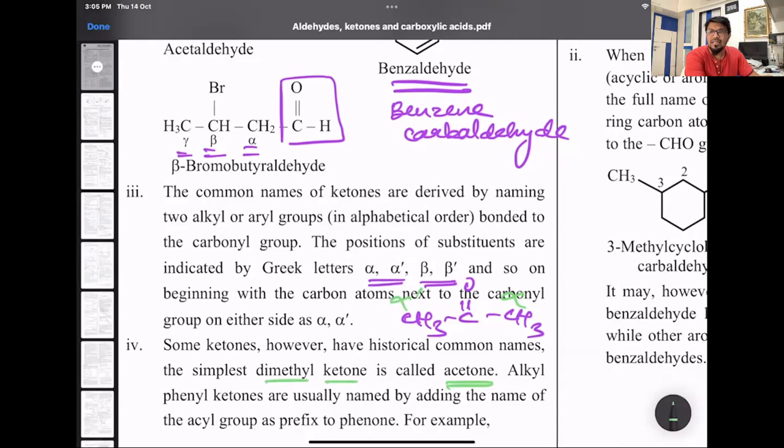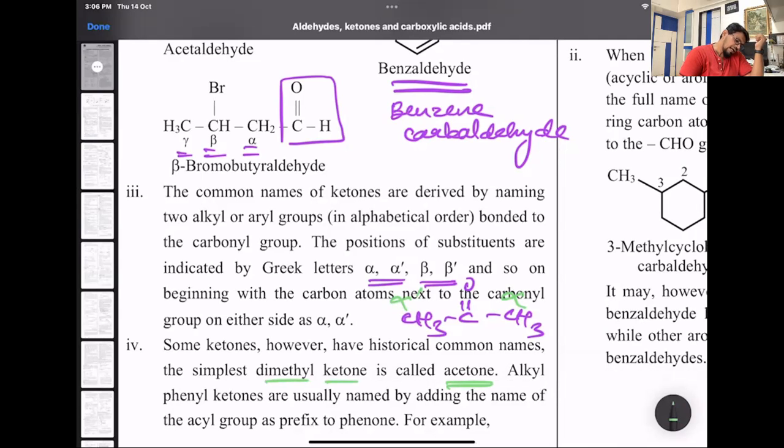Now some ketones also have historical names, like dimethyl ketone is called acetone. Why? Dimethyl ketone, the nail polish remover, we call it acetone for a very simple reason, because on oxidation, dimethyl ketone gives acetic acid. So the acid comes from acetic acid, and one, that is the ketone part. That's why acid from acetic acid plus one, that's acetone. So that's why we have some special names.